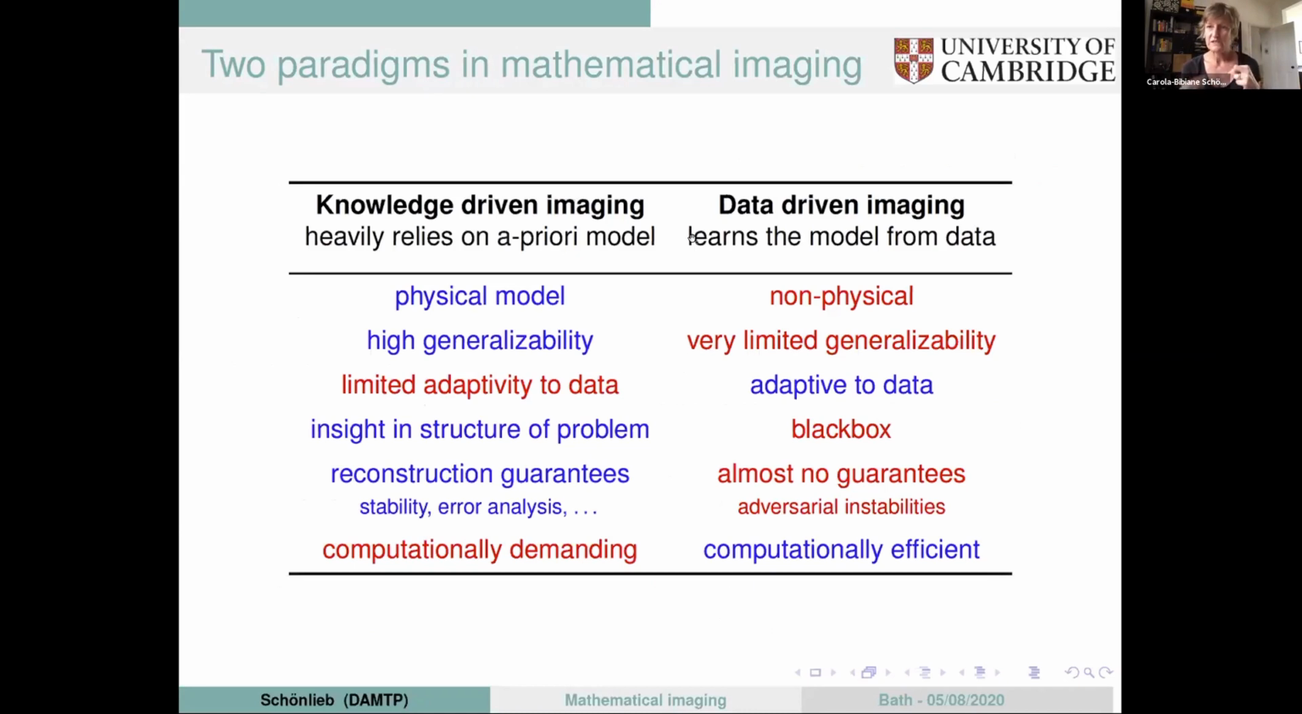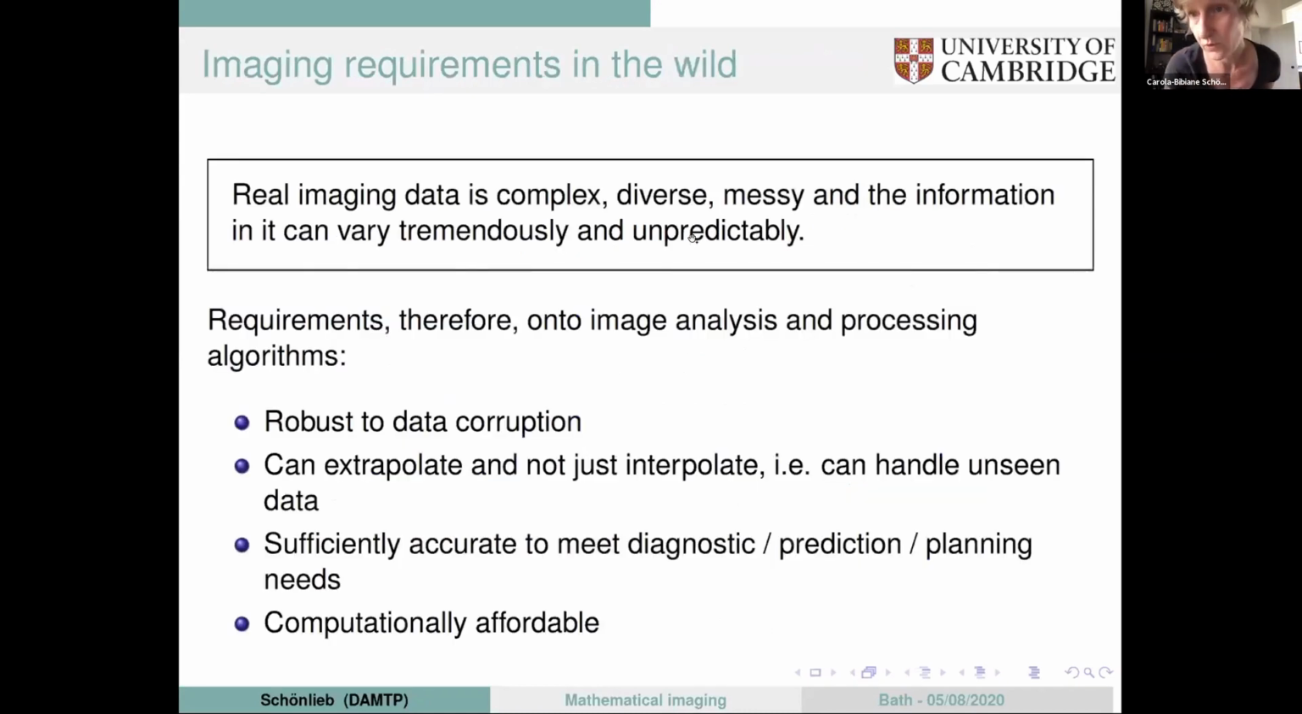And now let's put this in context with the imaging requirements that we have in the real world, in the wild. Now we started with the 4 Bs. Imaging data is large, it's complex, it's messy. And so the requirements onto the image analysis processing inverse problem solutions are, what are they? Let's think a little bit about this. And here you might even add a few things. When I prepared the slides yesterday, I thought I should add some other things, but I didn't.